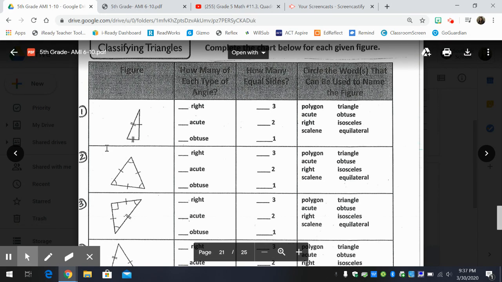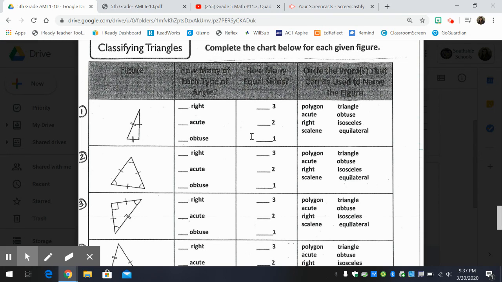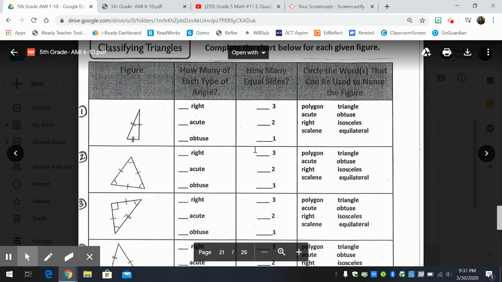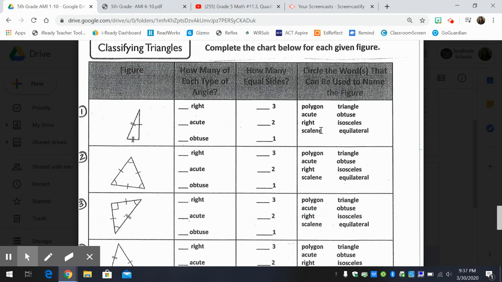So how many equal sides? Well, we just saw by the tick marks that there are no equal sides. So you would just put a 0 next to it since there's nothing indicating otherwise. Okay, so these are going to be words that we need to review a little bit. And I'll send a video out to help you remember what each one of these words mean.